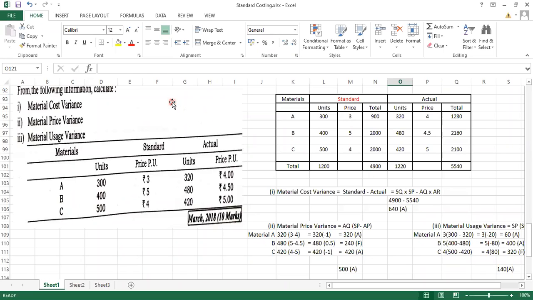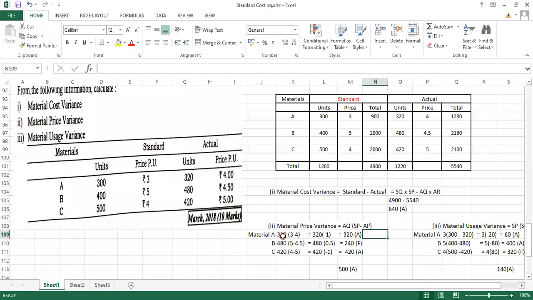Now next thing is they are asking us to find out material price variance. Now what is the formula for calculating material price variance? Actual quantity, then in the bracket standard price minus actual price. Now here we need to calculate differently for material A, B and C. ठीक है, अब देखो मटेरियल A का actual units कितना था? 320. 320 was the units. So yeah, here I will be writing down 320.